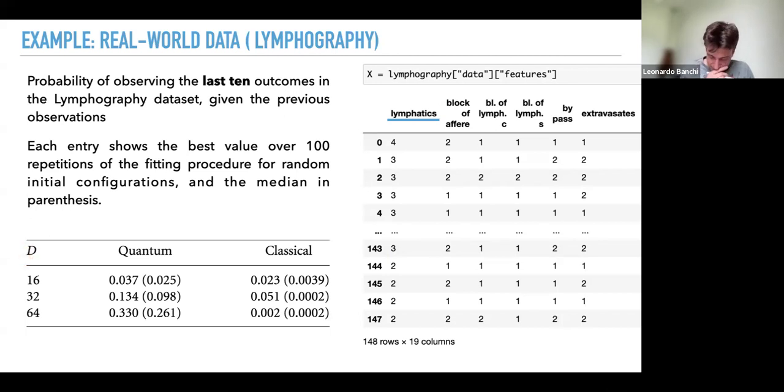So I did study quantum models and classical models, and you see that as a function of the dimension, the quantum model, so this is a probability, so higher is better, had a better probability, both overall, because this is just the best value I got, and this is also the median after, I think, 10 repetitions of the optimization procedure. So we have a consistent advantage in the prediction using the numerics.